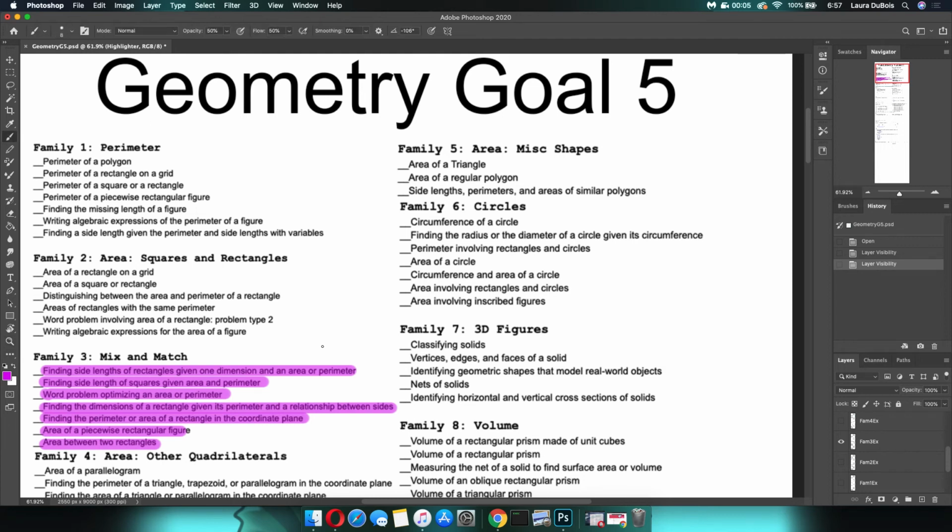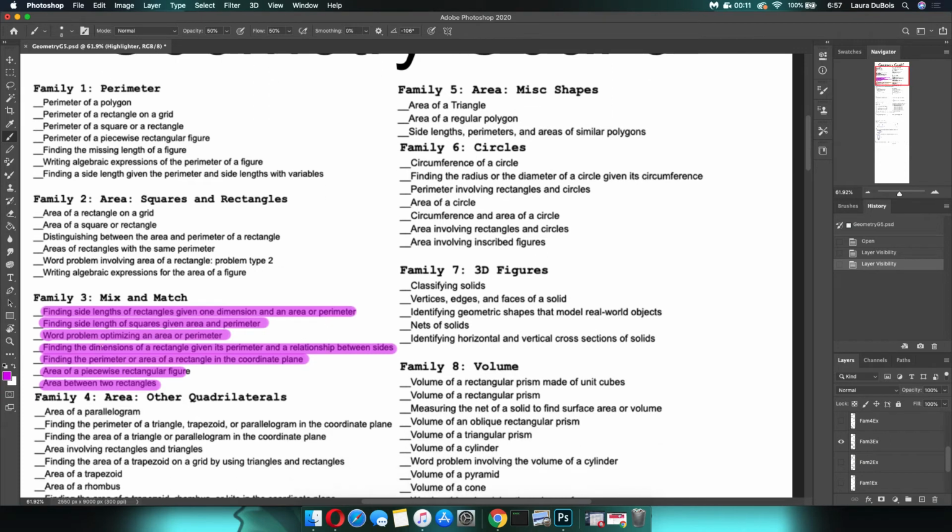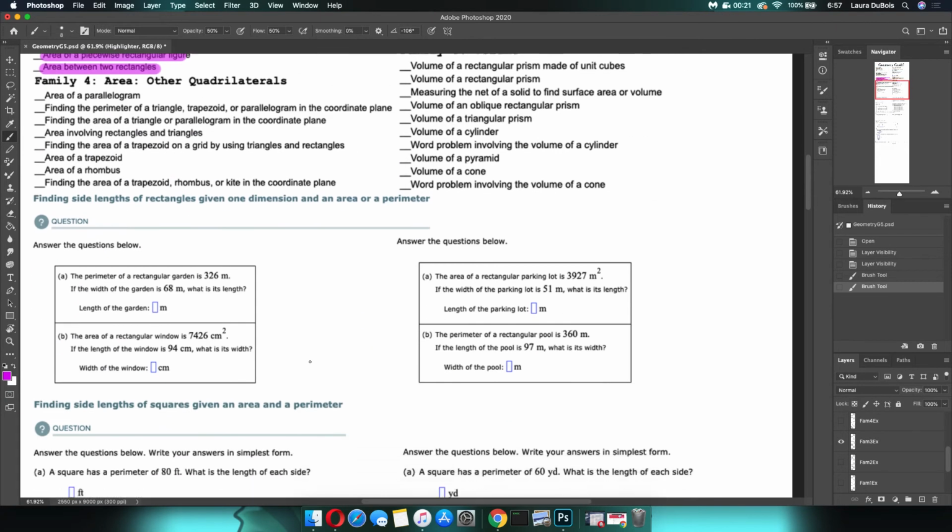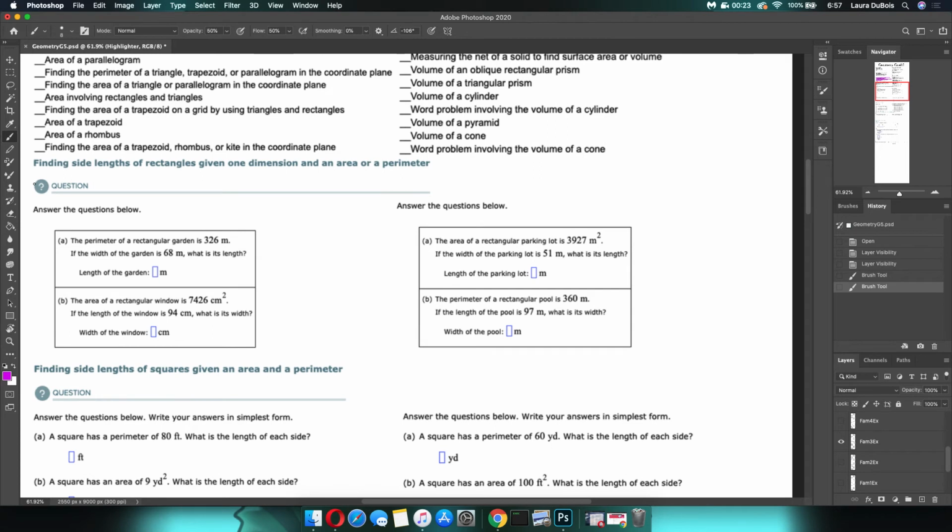This video tutorial is for students who are in Geometry Goal 5 as we start to approach the halfway mark. So we're going to be talking about area and perimeter in a couple of different forms. It's basically kind of a mix and match where we do a little bit of everything and then move on into other materials. So first things first, let's get started.